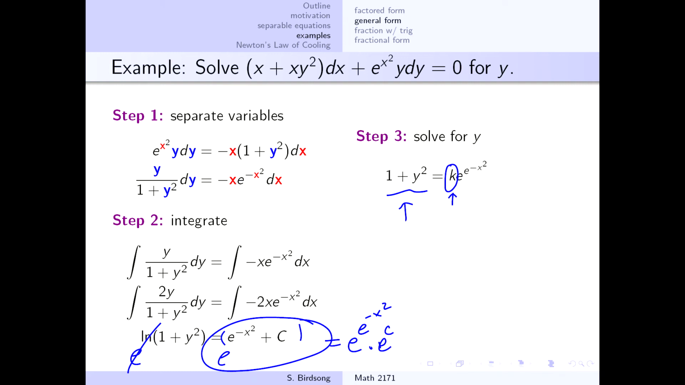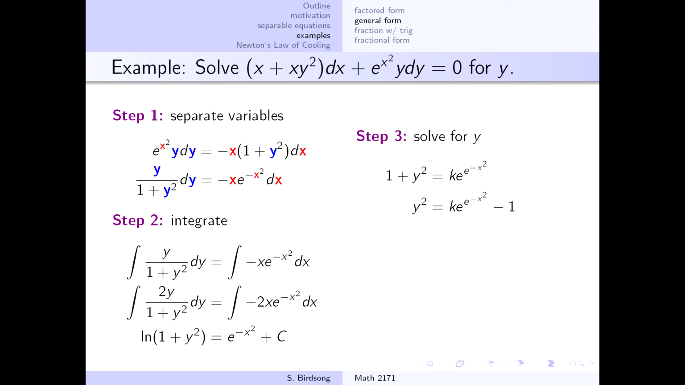Now, if we still want to solve for y, what happens? Well, we need to get rid of the 1, and we need to get rid of the y squared. To get rid of the 1, you just subtract 1 from both sides. And to get rid of the squared, we're going to take the square root.